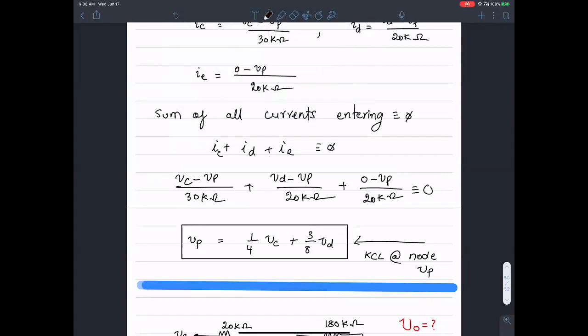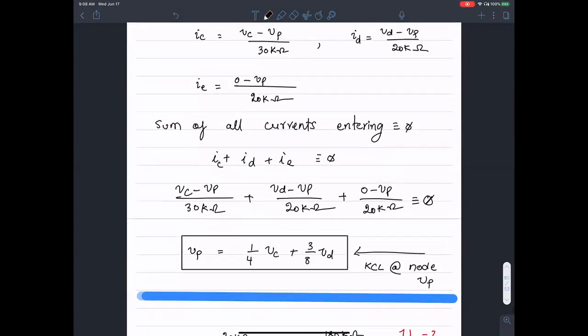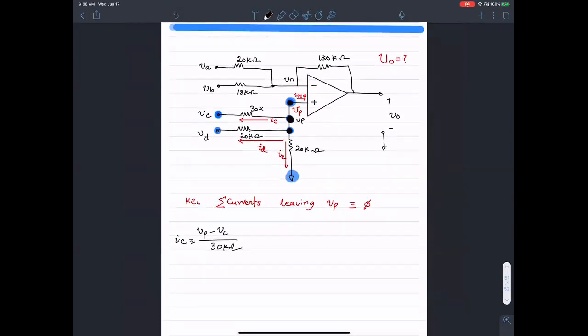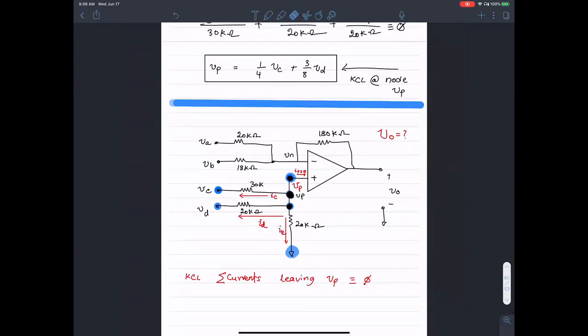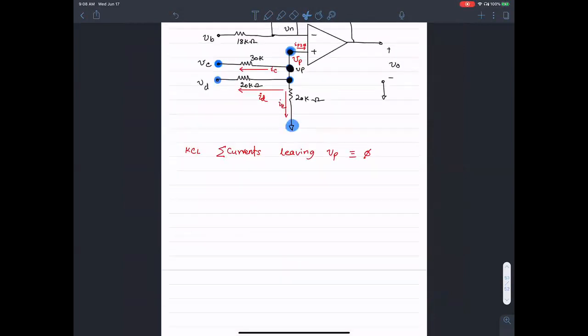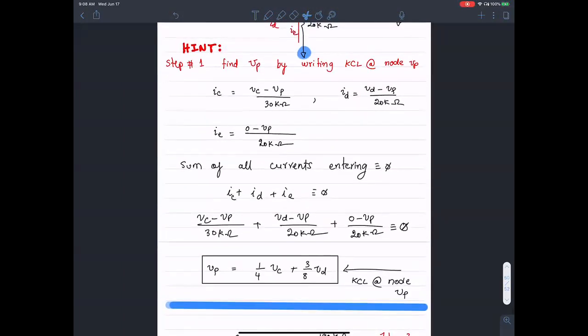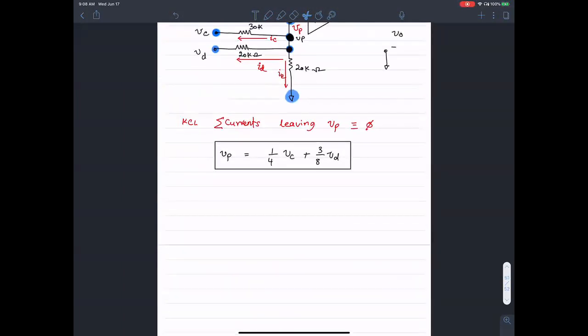That's a very good question. It'll come out to be exactly the same as before. It'll give me the exact same result. Okay, copy that, and I'm going to paste it over here. So VP is coming out to be that. Now that's all step 1. Step 1 is find VP by writing KCL.